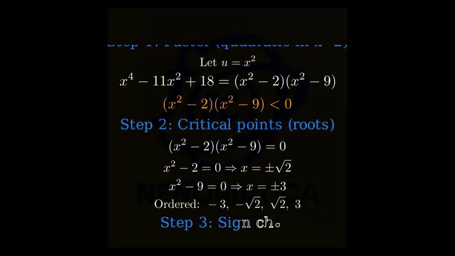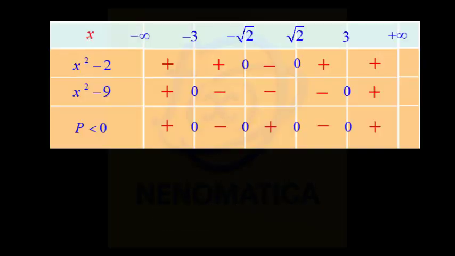Step 3. Build a sign chart. We mark the critical points -3, negative square root of 2, positive square root of 2, and 3 on a number line. Then we determine the sign of each factor, x squared minus 2 and x squared minus 9, on each interval, and finally multiply signs to get the sign of the product. Step 4. We want the product to be strictly less than 0. From the sign row of the product, the negative intervals are between -3 and negative square root of 2, and between positive square root of 2 and 3.